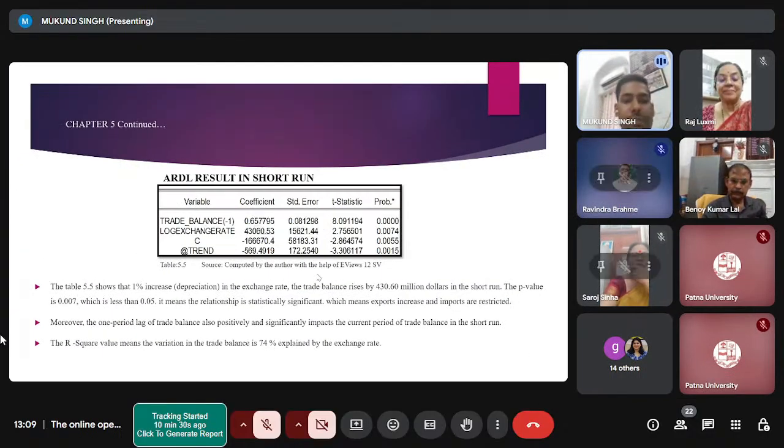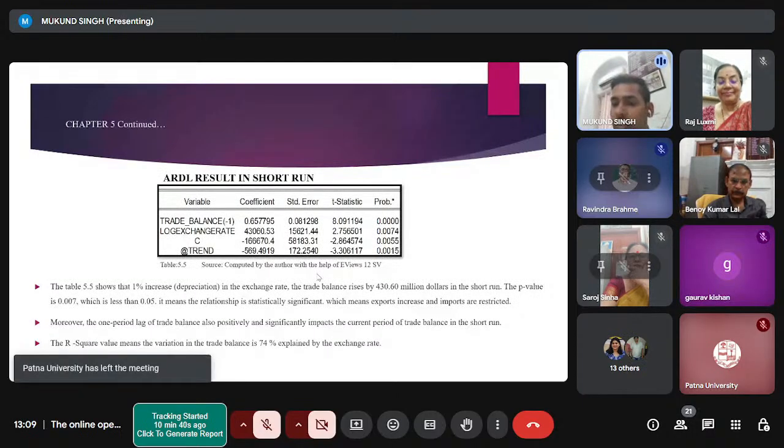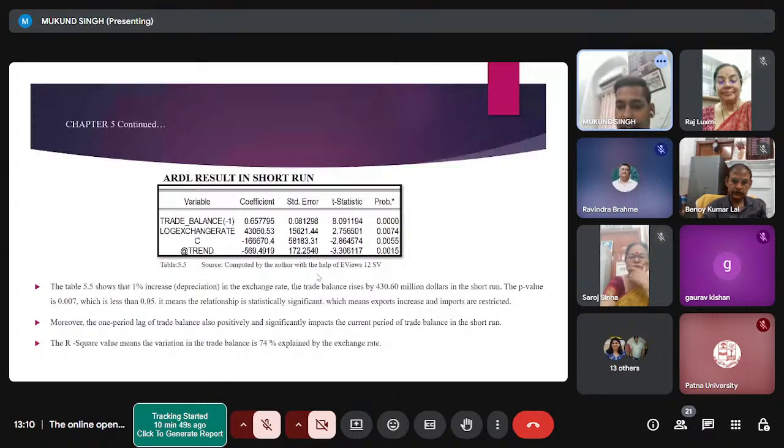So, in short run, 1% change in exchange rate, trade balance increases by 430.60 million dollar in short run. P value is 0.07, which is less than 5% significance level. So we can say that this is statistically significant.